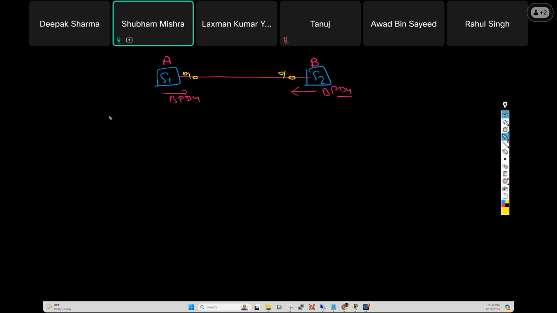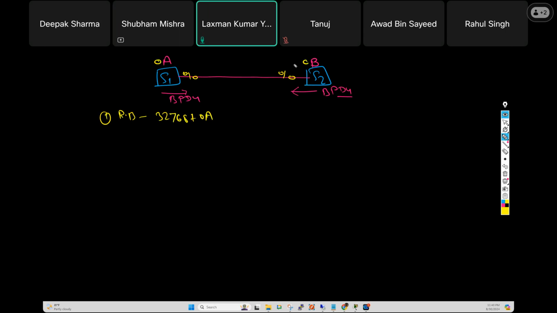So in this BPDU, the root bridge ID will be 32768 plus 0A. Yes or no? Here also, 32768 plus 0B. Yes or no? Everyone understand na? By default, priority is 32768.